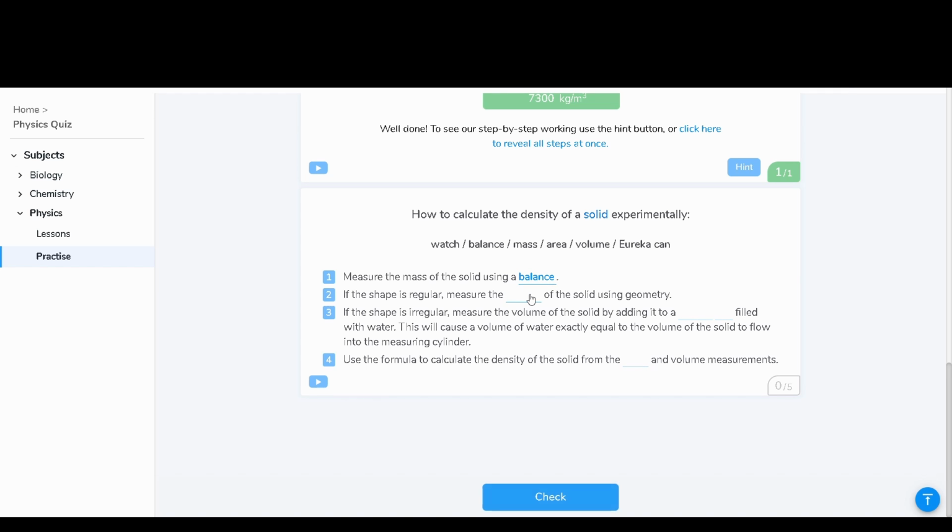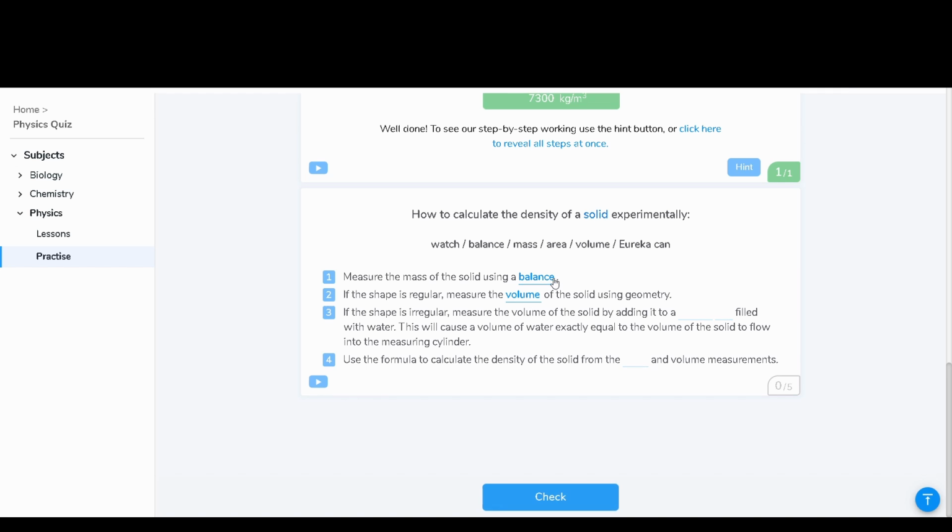The shape is regular. Measure the dash of the solid using. Measure the volume. So volume. That's your final answer, yes, sir. If the shape is irregular now, volume is the correct answer. Yes. So mass you have measured using a balance.